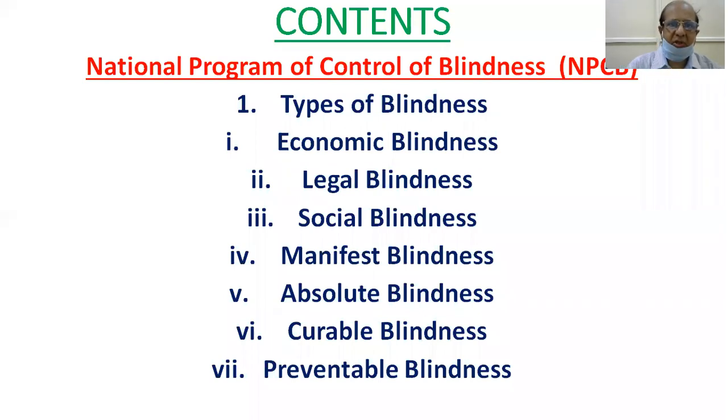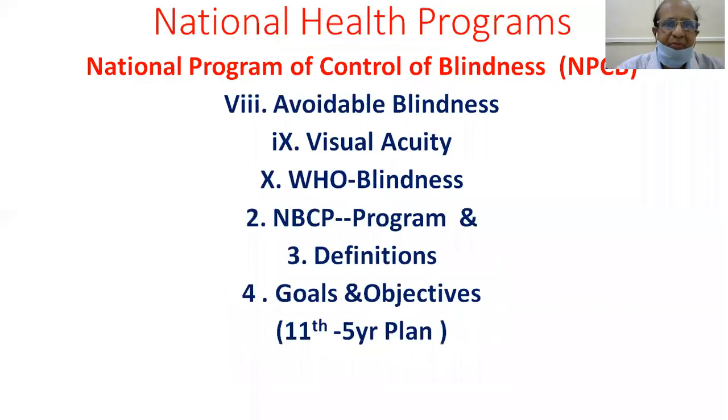Initially, types of blindness. How many types are there? Economic, legal, social, manifest, absolute, curable, preventable, avoidable blindnesses. In this, the important one is visual acuity. Depending on this only, we have to classify. And also, as per the World Health Organization, blindness also.